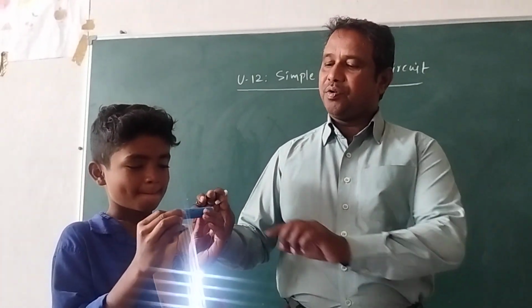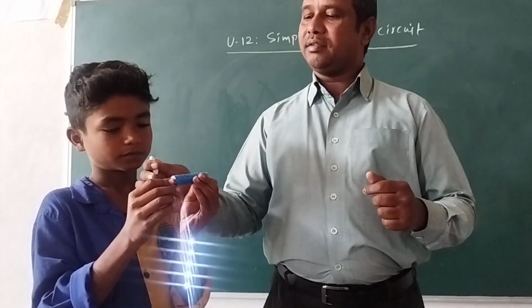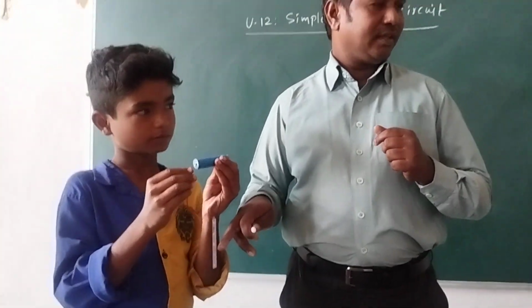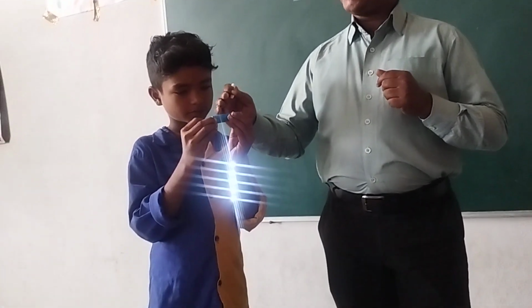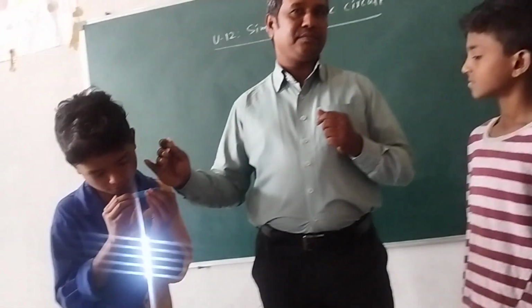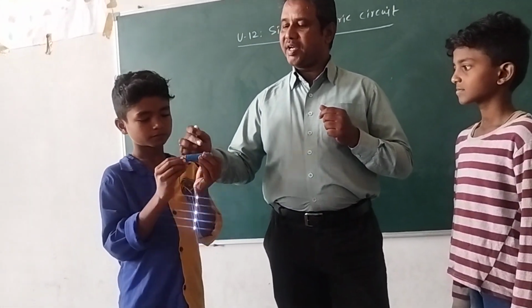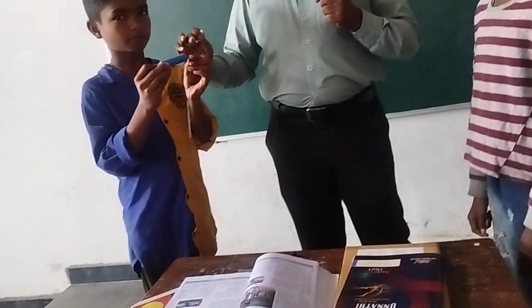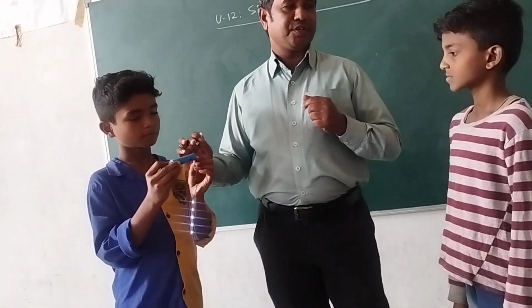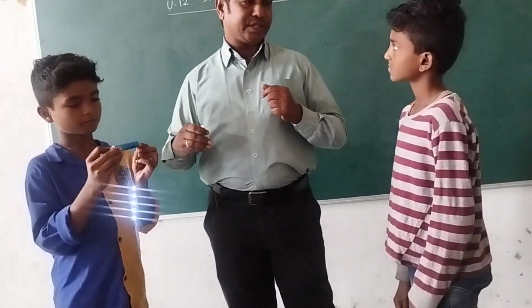Okay, suppose you hold it and just remove it, just take out the wire. Now are you getting the light? No. Now this circuit is called a closed circuit. Closed circuit. Suppose when you remove one wire, the left wire, then it is an open circuit. So now you can understand what is an open circuit and what is a closed circuit.